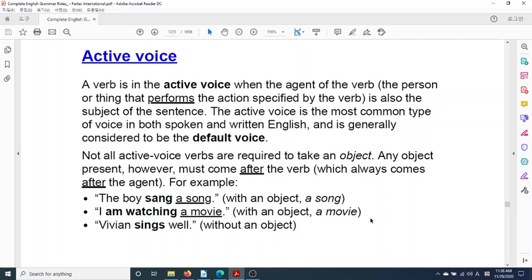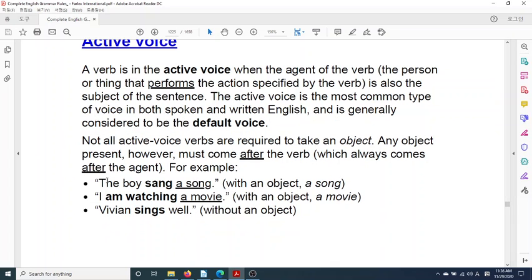Your regular voice. Not all active voice verbs are required to take an object. Any object present, however, must come after the verb. That's how English works after all, which comes after the agent. So for instance, the boy sang a song. Subject, verb, object. Okay. I am watching a movie. Subject, verb, object. Okay. Vivian sings well.